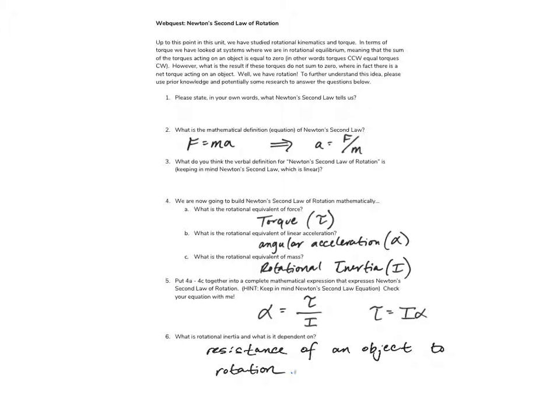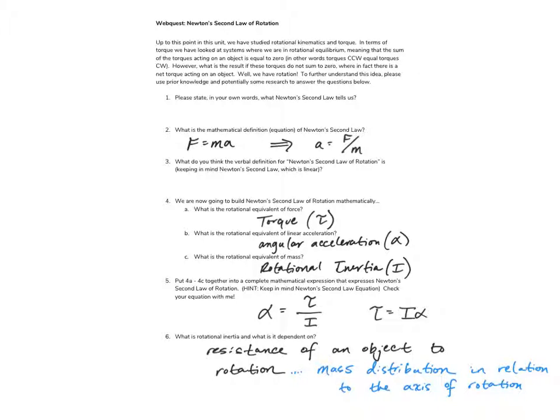Okay, now what is rotational inertia dependent on? A lot of you probably put here mass distribution, or where the mass is. And that's fine, but we need to be more specific. We need to know that it's the mass distribution in relation to the axis of rotation. Okay, so what I mean by the axis of rotation is what that object is actually rotating about.